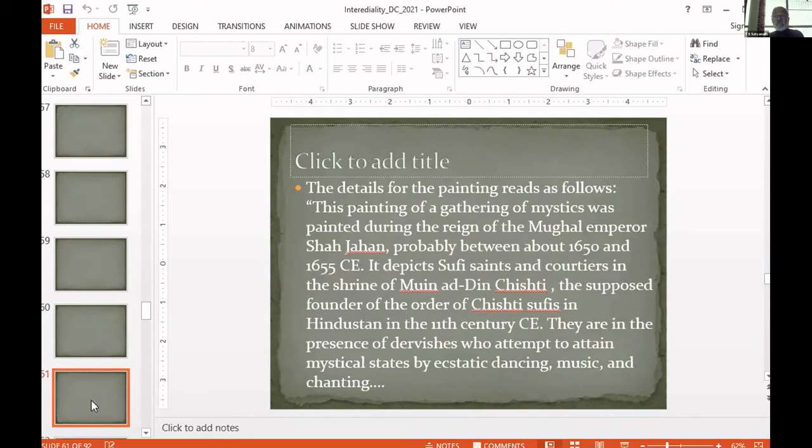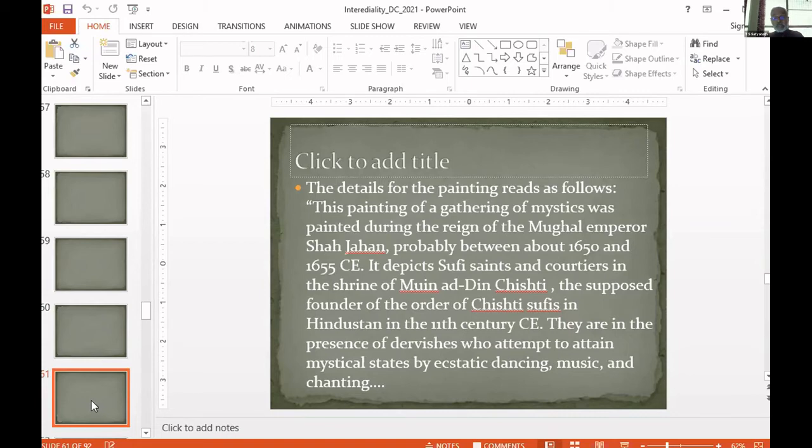The details for the painting read as follows. This is from the website. This painting of a gathering of mystics was painted during the reign of the Mughal Emperor Shah Jahan, probably between about 1650 and 1655. It depicts Sufi saints and courtiers in the shrine of Moinuddin Chisti, the supposed founder of the order of Chisti Sufis in Hindustan in the 11th century CE.